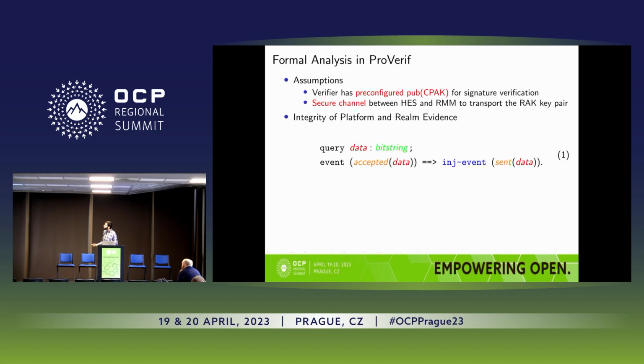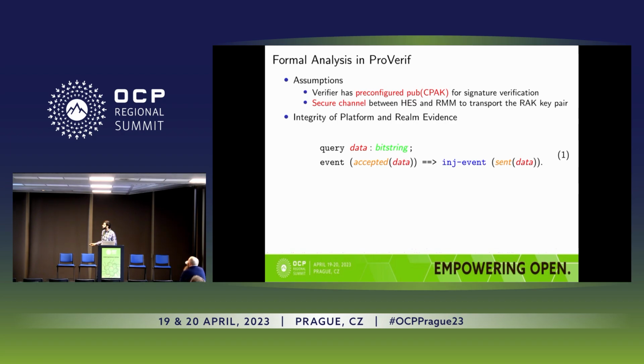And what does the formal analysis look like? As I said, we have a formal model, we have assumptions, and then we have properties. The assumptions are that the verifier has a pre-configured public key of the platform attester for signature verification, and that the channel between the HES and RMM is assumed to be secure. These are the two assumptions the proof is based on. These assumptions are important, as this helps us evaluate that they should always be preserved. If they are not preserved, then the property is not valid.